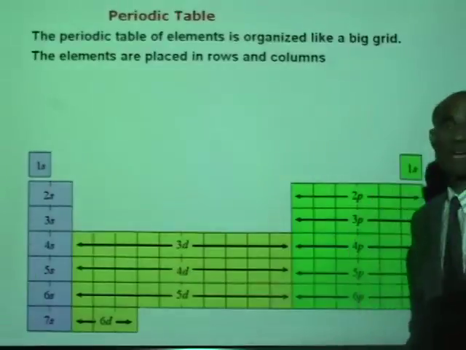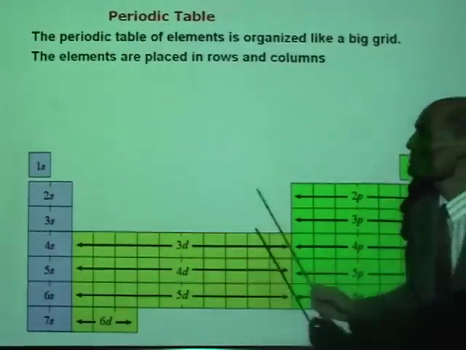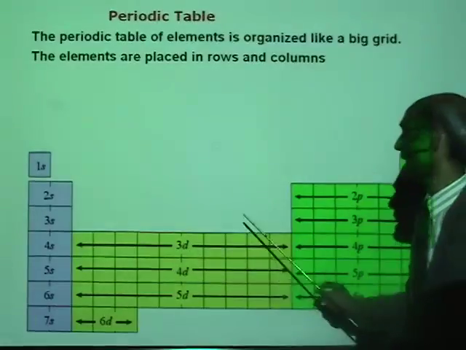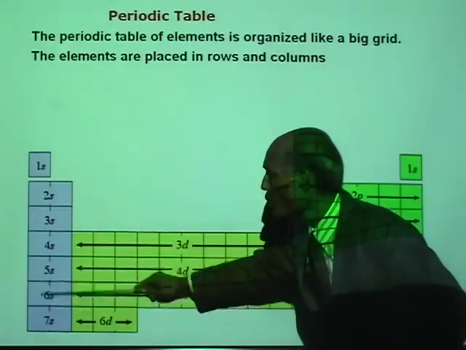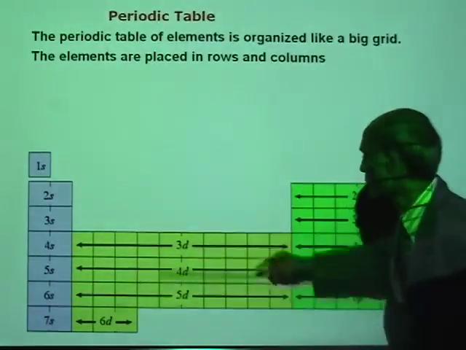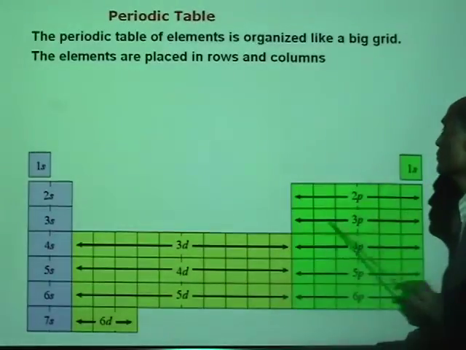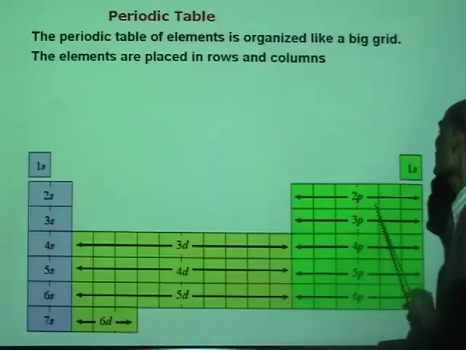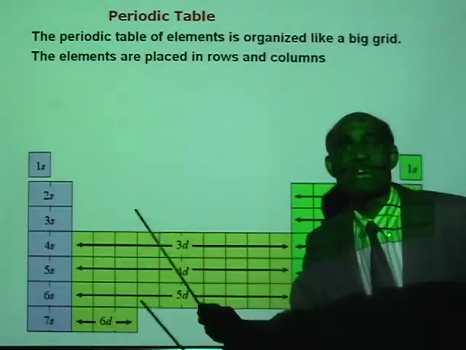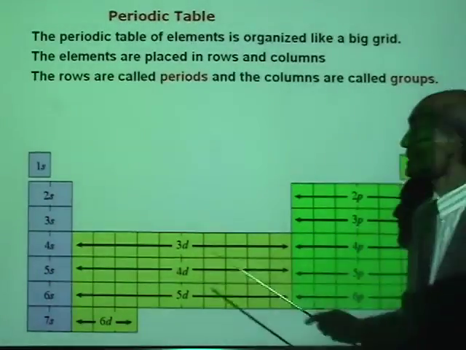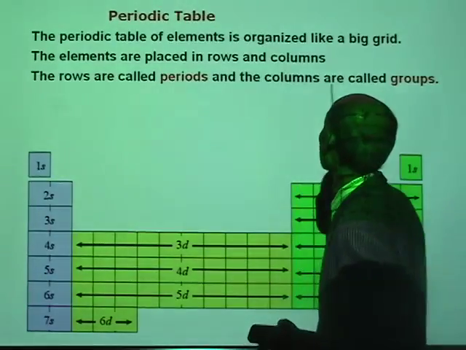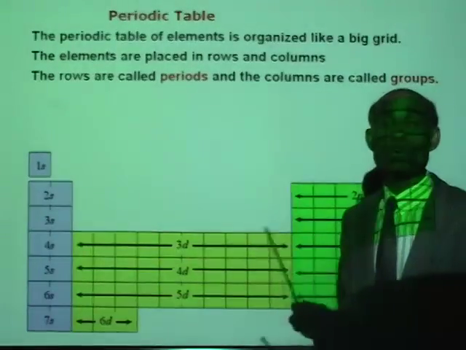Elements are placed in rows and columns. Now, look at the way the periodic table is laid out, I haven't written down the names of the elements. Now, the periodic table has columns, look at the columns there, and rows. And each of these blocks is where you write the name of the element. The rows are called periods, and the columns are called groups.